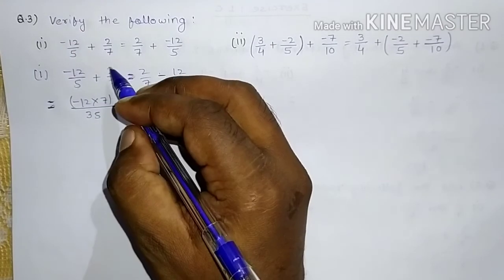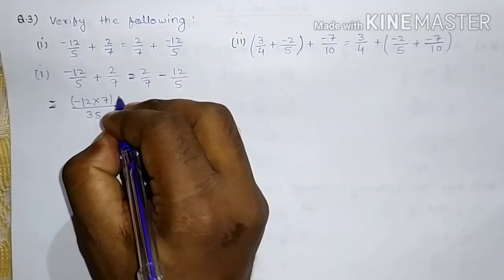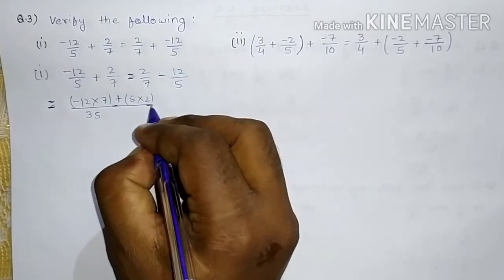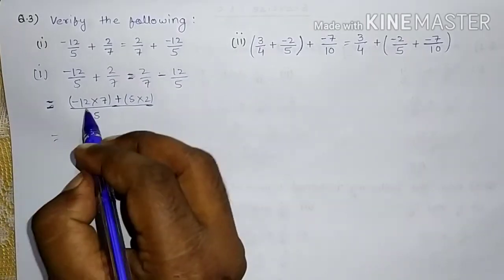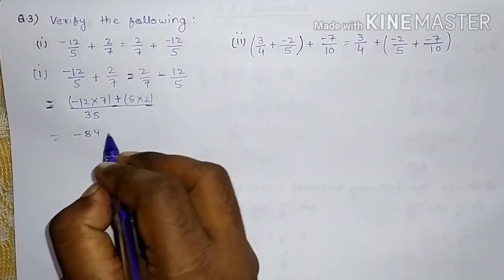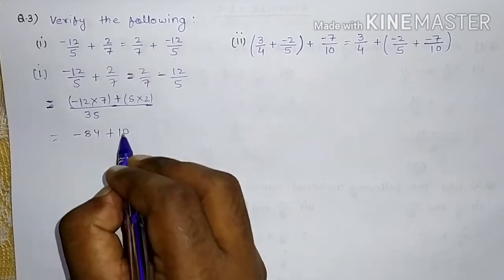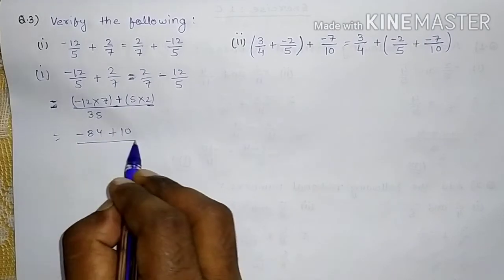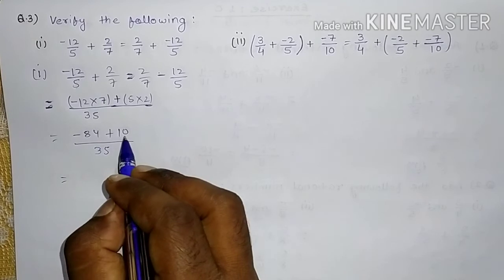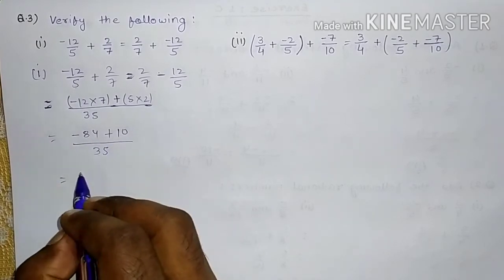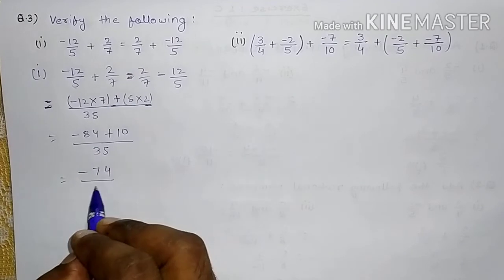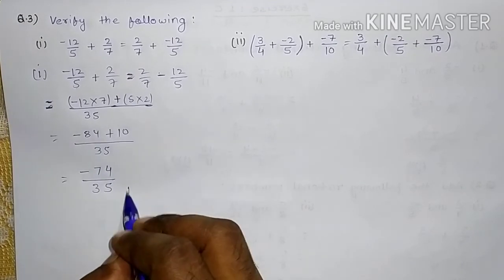5 into 2, that is 10, so plus 5 into 2. Now 12 times 7 is 84, so this is minus 84 plus 10, divided by 35. Now minus 84 plus 10 becomes minus 74, divided by 35. So this is the answer.